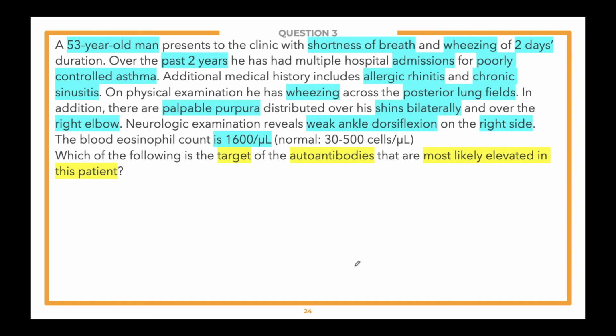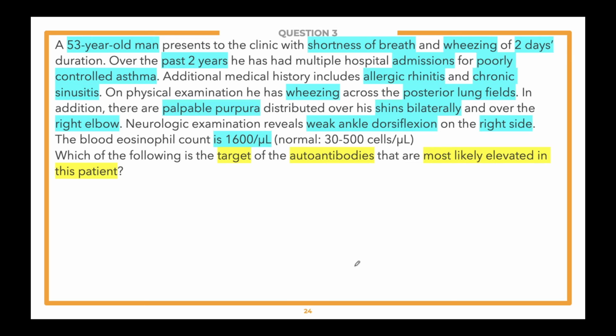Now, this question is asking us about the target of autoantibodies most likely elevated in this patient. So I think we've got a couple steps here. One, we've got to figure out what's going on in this patient. What's the condition? What's the syndrome? Two, what autoantibodies are involved in that condition? And three, what is the target of those autoantibodies? So I think we might actually have a 3-step question here, so we want to make sure we're getting all those steps right.